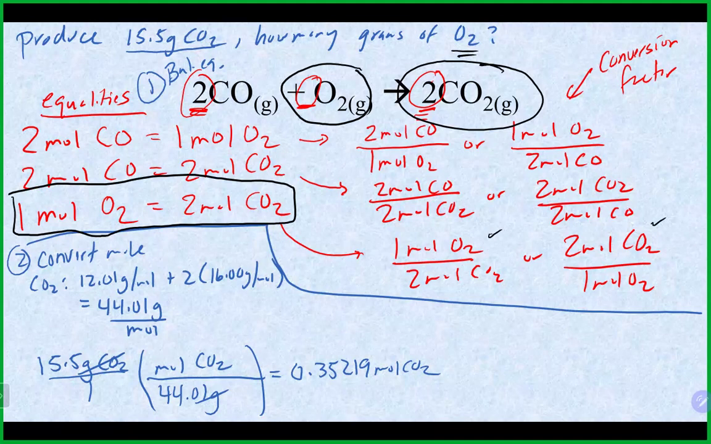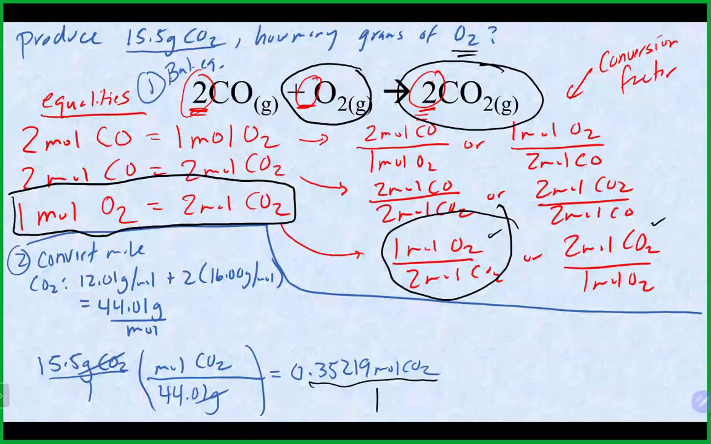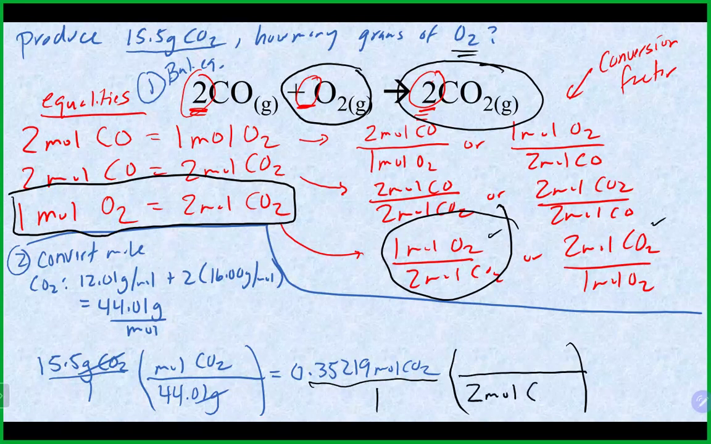The one that we want to use is just like a regular conversion factor. I want to get rid of CO2. So CO2 is on top, right? That means CO2 needs to be on the bottom to get rid of it. And that's the stoichiometry step, really the third step here. You go to the equation and you find the mole to mole relationship to get rid of what you don't want, which is the CO2 in my case, and keep what you do want, which is the O2 in this case.